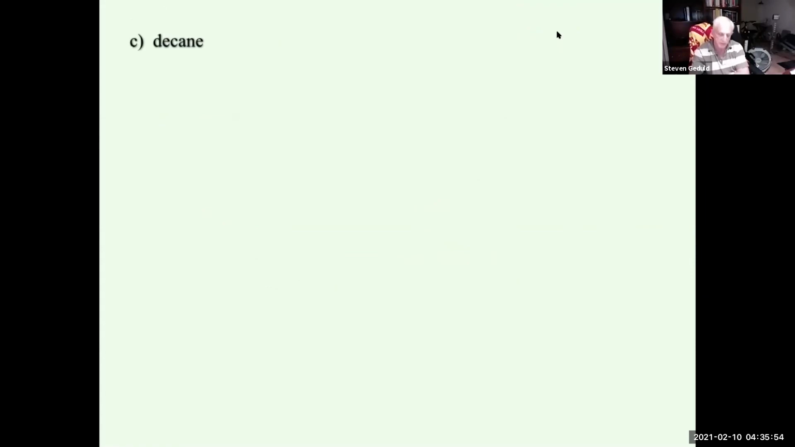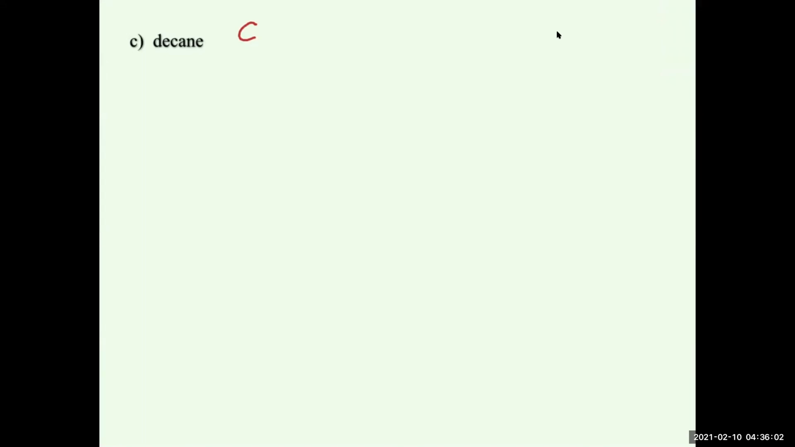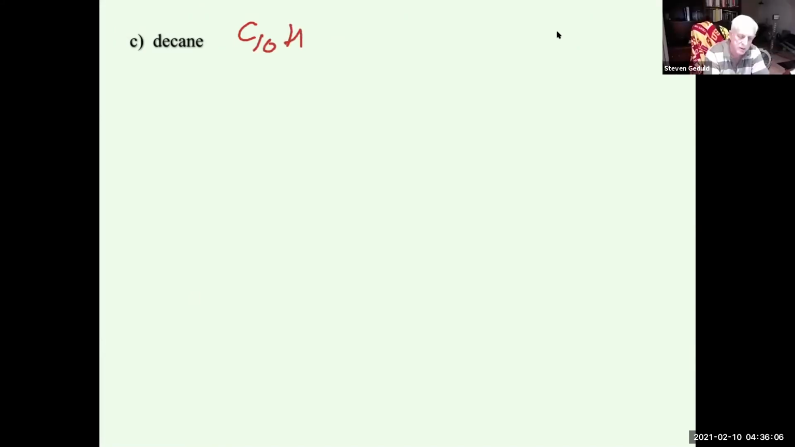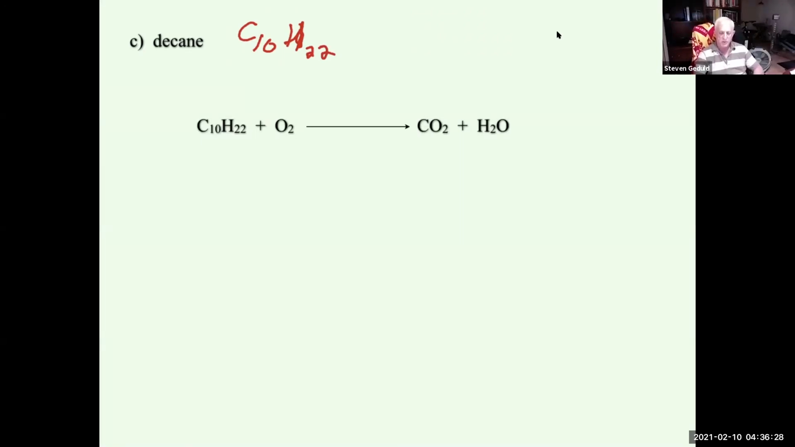Decane. What's the formula for decane? C10H22. There are two hydrogens on every carbon, except at the end there are 3. So we have C10H22. Complete combustion gives you oxygen, and complete means CO2 and water. So there's your equation.